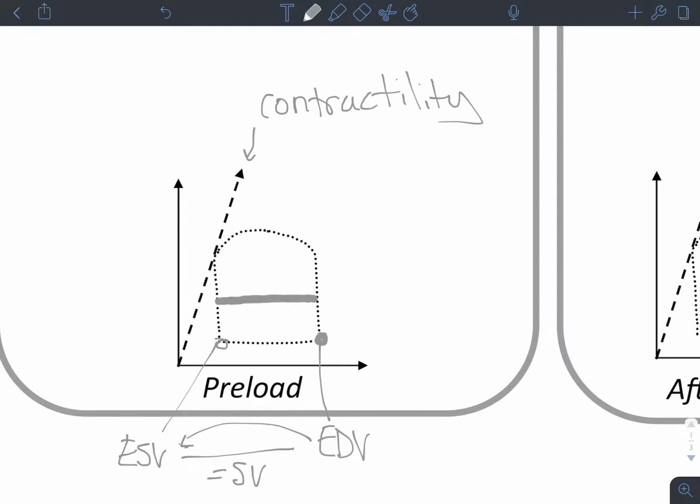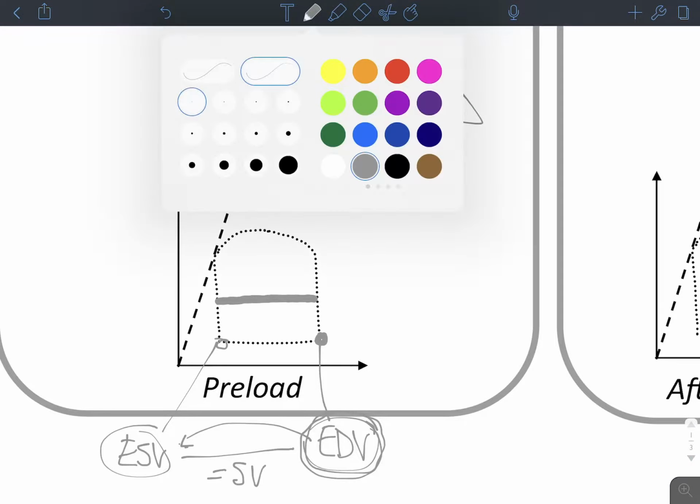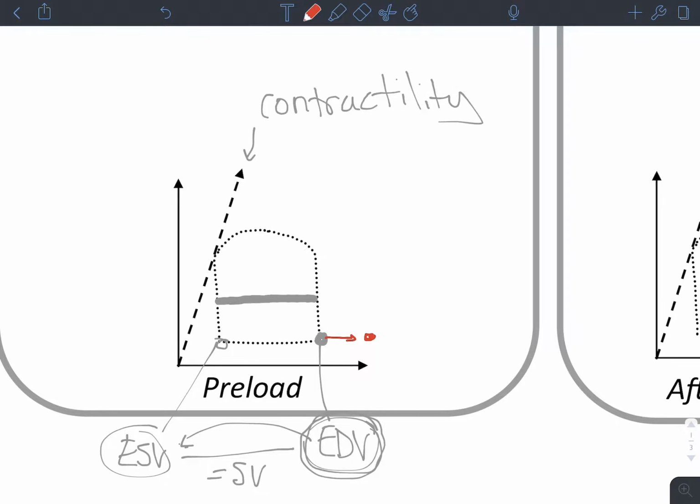Okay, so if we're only changing either EDV or ESV, then everything else should stay the same. We should only be changing one thing at a time. Since this part of our table is just focusing on EDV, let's change EDV. So let's look at what happens if we increase EDV. We're going to shift to the right, so this point will be a little further out to the right. ESV stays the same, and our curve might look a little something like this. Now our stroke volume went from this to a bigger stroke volume. So that increased our stroke volume by increasing EDV.